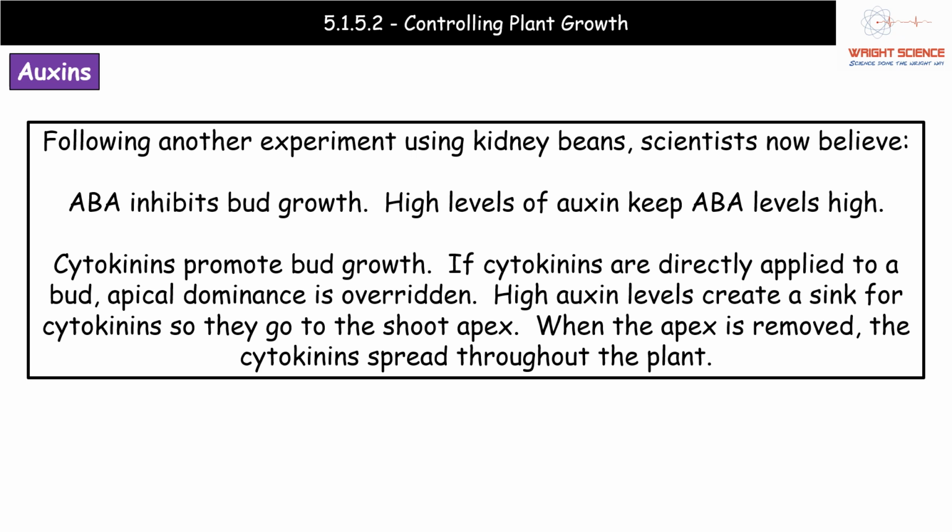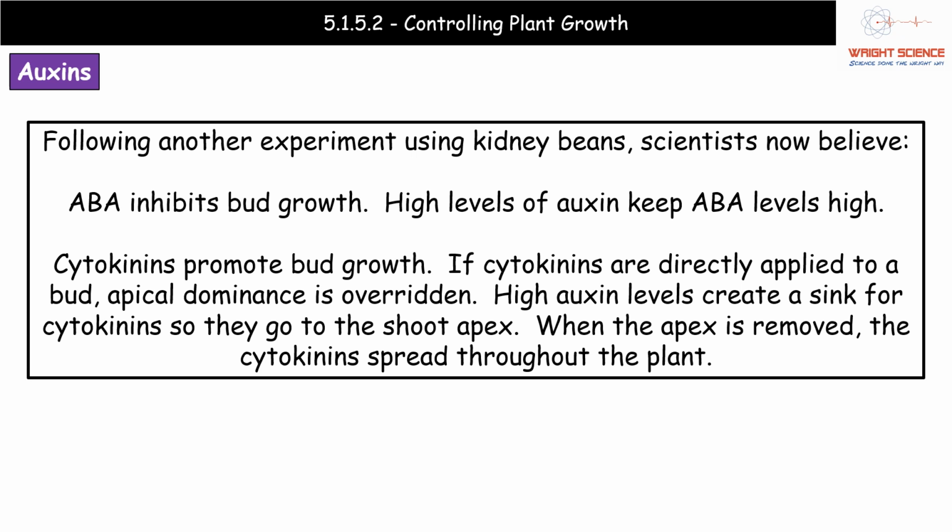So ABA inhibits bud growth, and high levels of auxin keep ABA levels high. So it's not just auxin, it's the fact that the auxin contributes to the amount of ABA that's present in our plant. We also have our cytokinins, and cytokinins promote bud growth. If cytokinins are directly applied to a bud, then we see that apical dominance is overridden. That means we're going to get lateral buds actually starting to form.